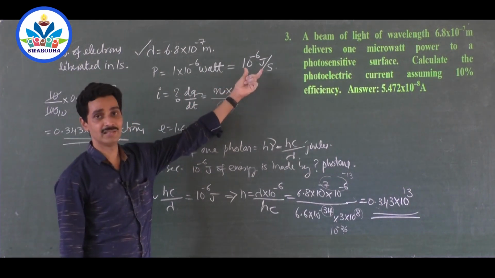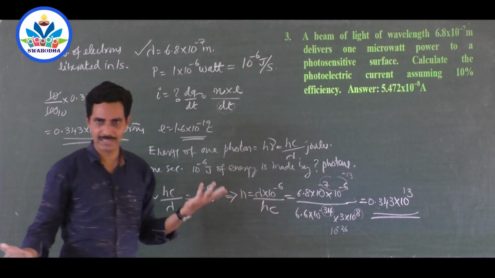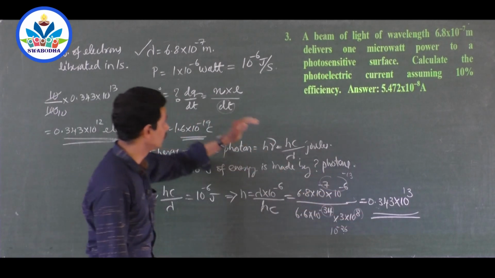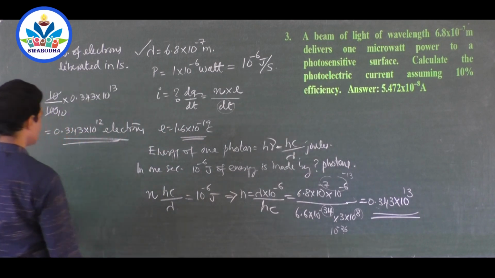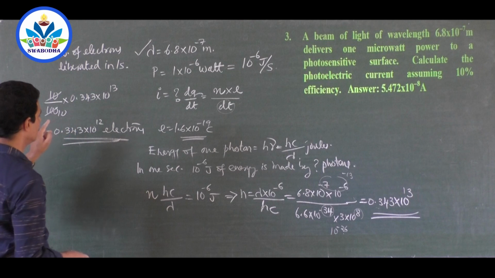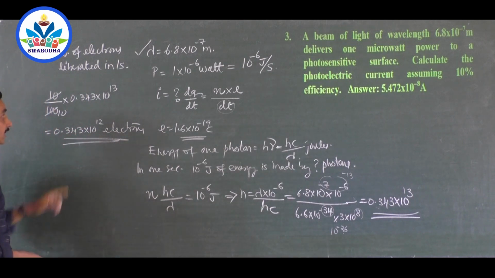10% of this energy is used to remove the electrons. From there only you could have reduced the number. Anywhere you can take the 10%. You can take 10% of the energy and find out the number of photons. Proportionately you will get the same number. So 10% of the total photons are responsible for removing electrons, so the electrons removed is this one in 1 second.